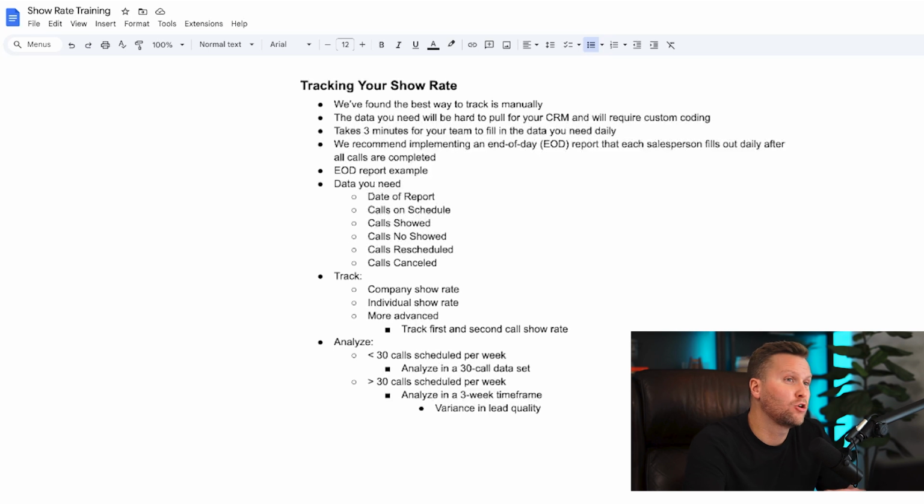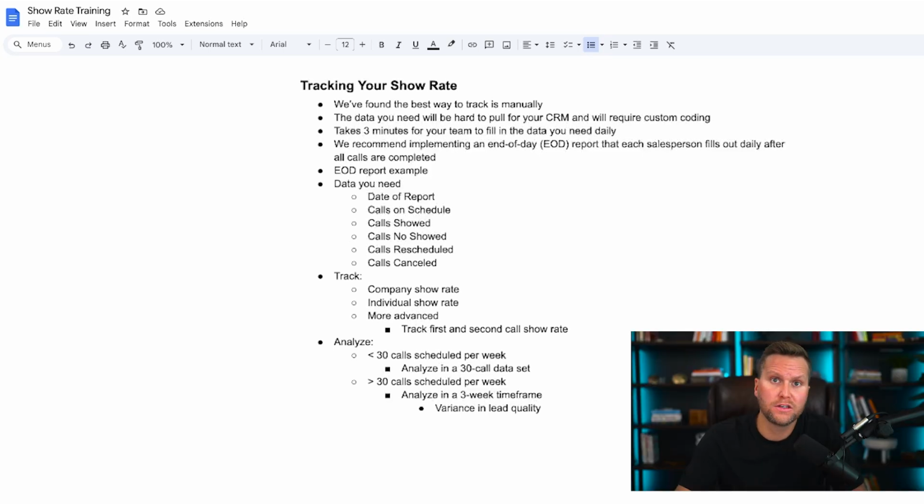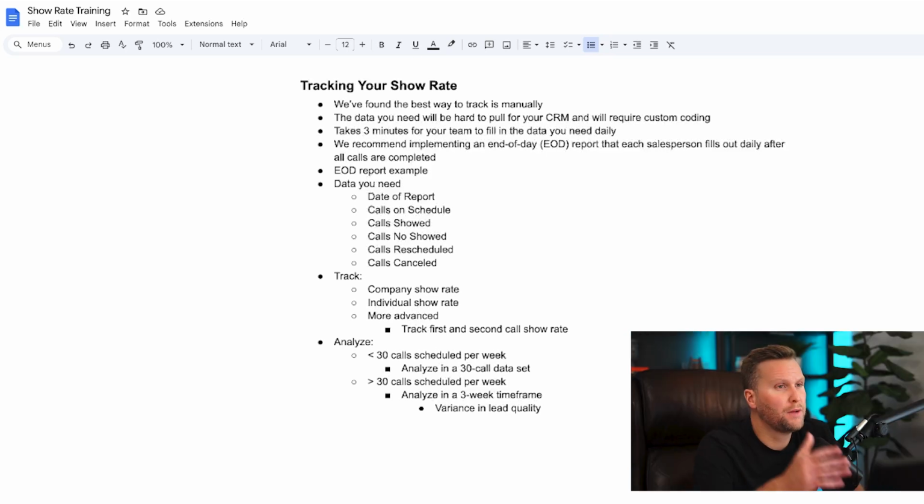So what I recommend is you track things on the company level and the individual level. So all the subsets of the show rate, you track on the company level as well as the individual level. So let's talk about how you analyze data.